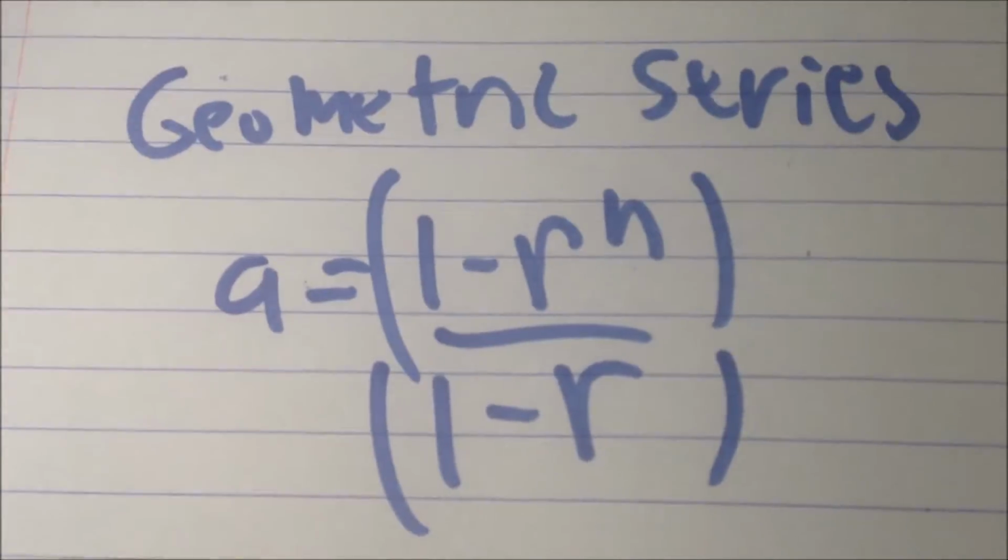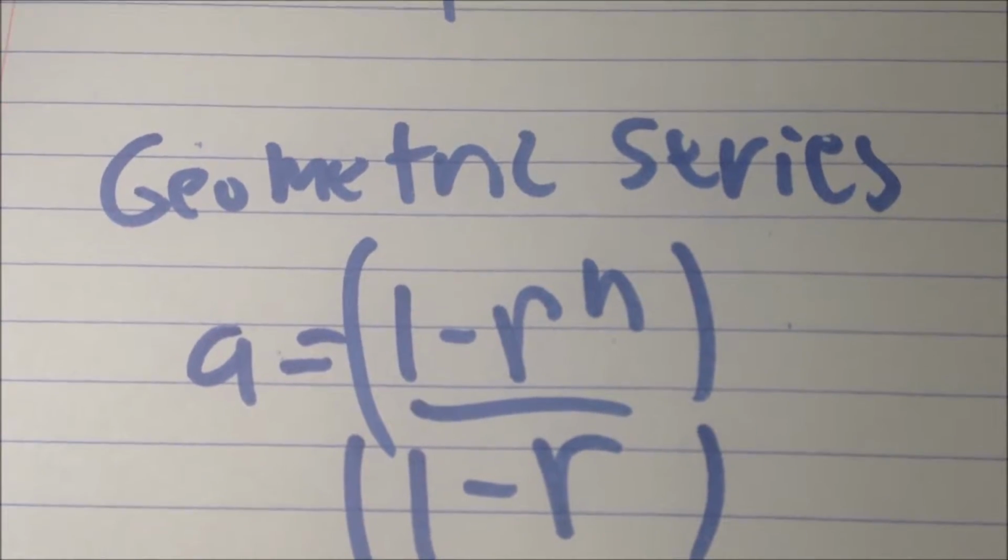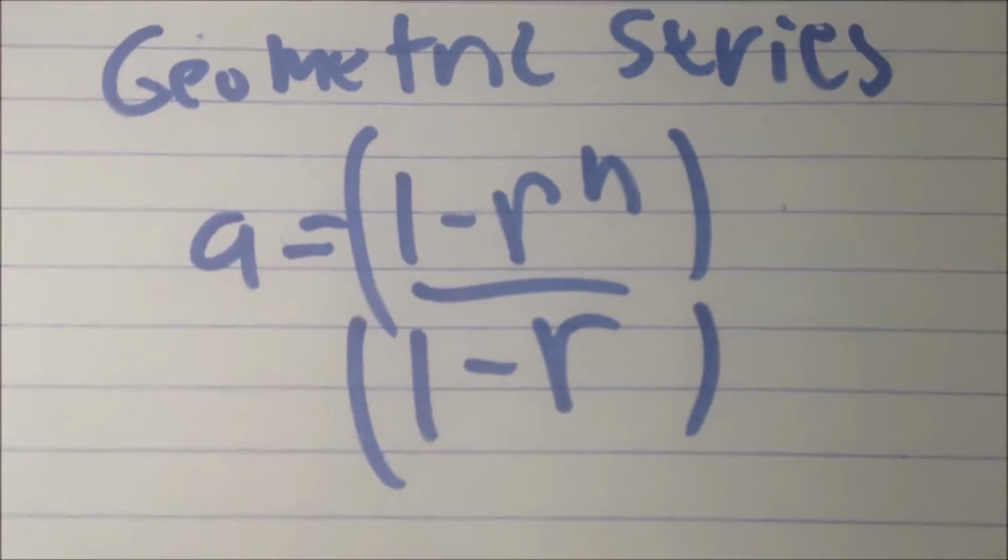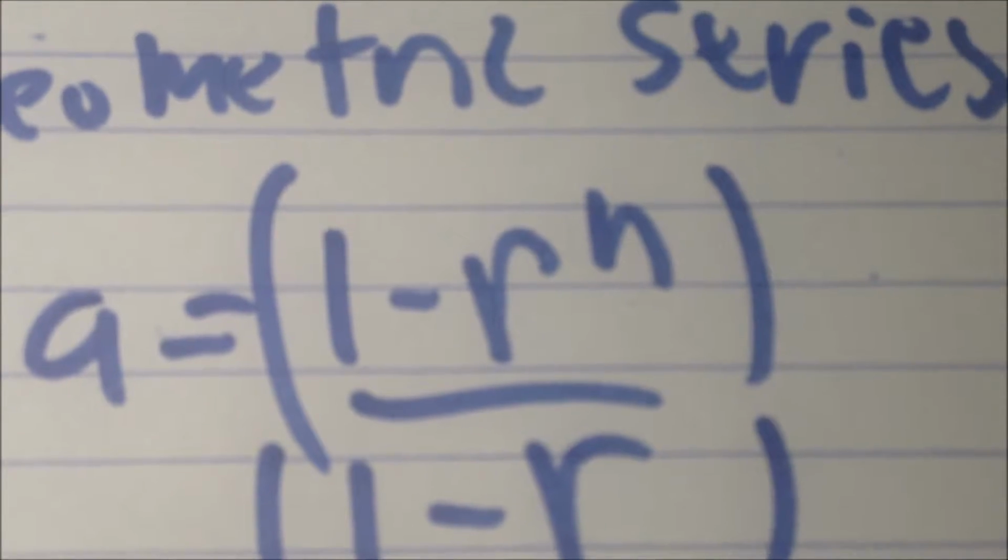And then for a geometric series, we'd be using the formula A equals 1 minus r to the n over 1 minus r. r is the rate of change, and n is the number of terms.